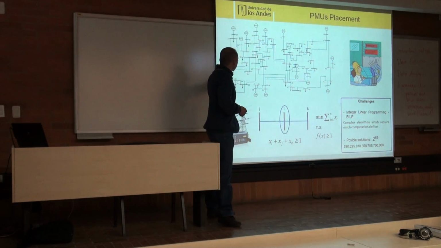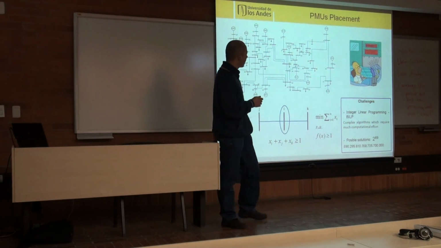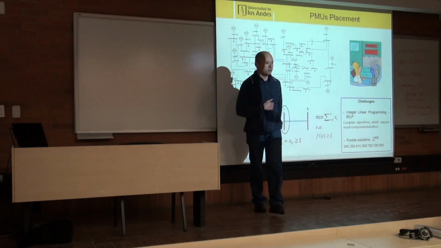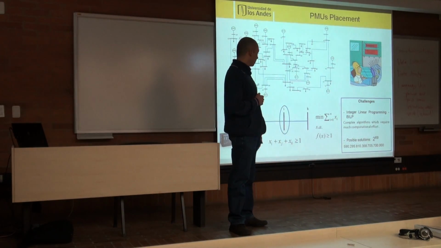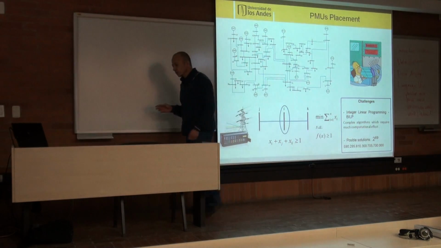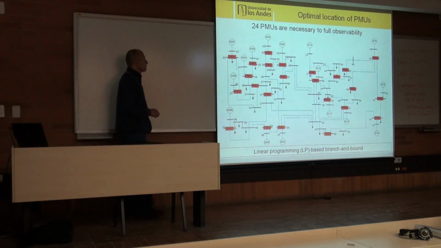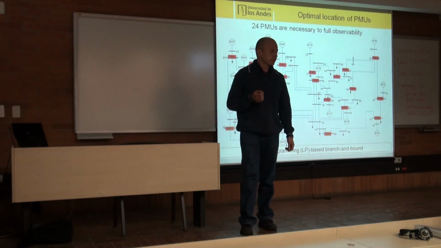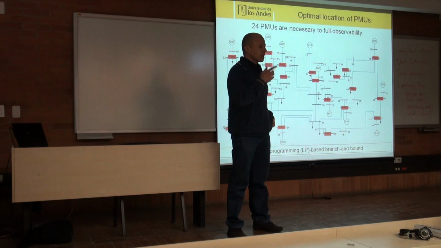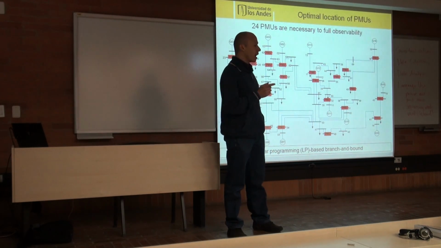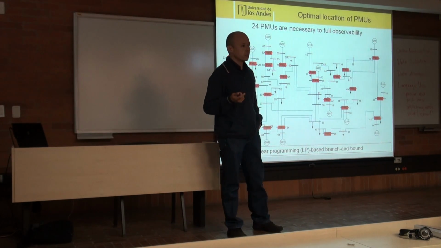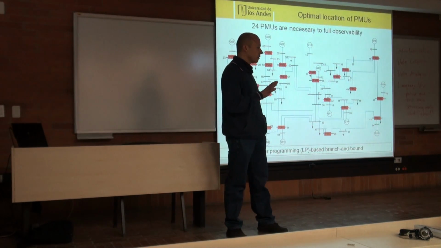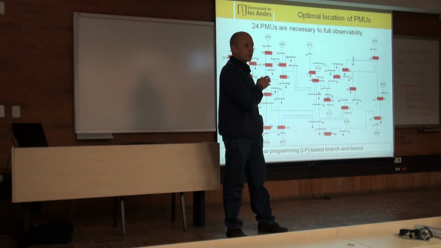Well, for this system, which has 69 buses, you can see the number of possible solutions for the problem. As you can see, it's a big number. And the solution for that system is 24 PMU. You can find that solution, but can you imagine the number of PMU and the number of solutions for a system with 1,000 buses? For example, Colombia. Right now, I am working in Colombia and I have that problem.